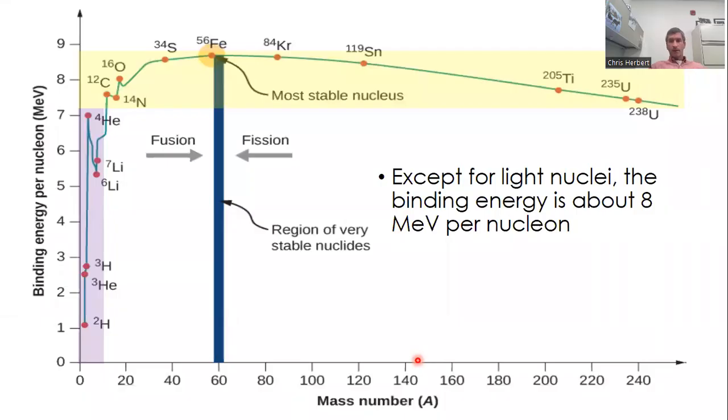So except for light nuclei, the binding energy for most elements is somewhere around 8 megaelectron volts per nucleon, okay? If you look at this yellow region, it varies. It almost reaches 9 megaelectron volts per nucleon, but it doesn't really drop far below about 7.5 megaelectron volts per nucleon. So most of the nuclei that we see are going to be in this range right here, okay? Now, the lightest elements do have much lower binding energy per nucleon.